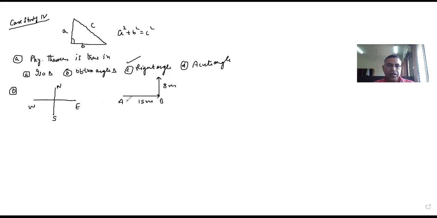How far is he from the starting point? You have to find out the distance of that man from C. I want to find out AC only. This is towards east. This is towards north.